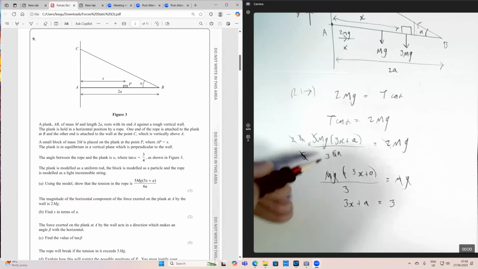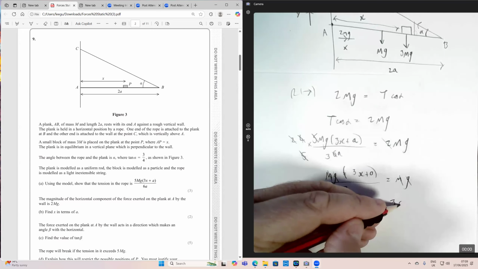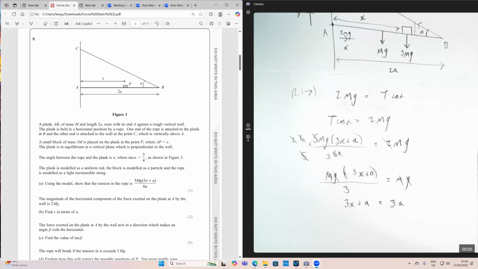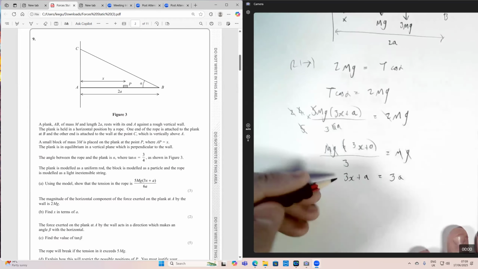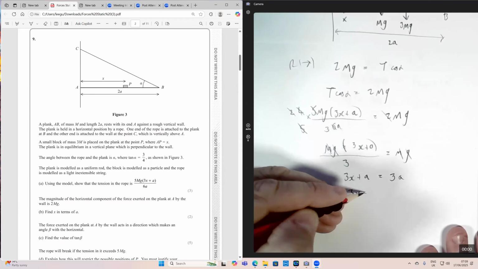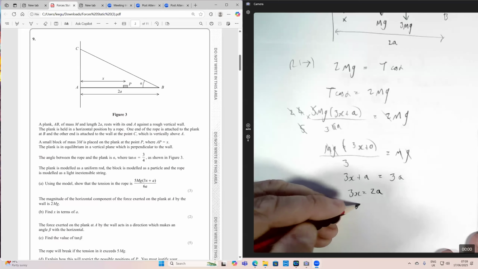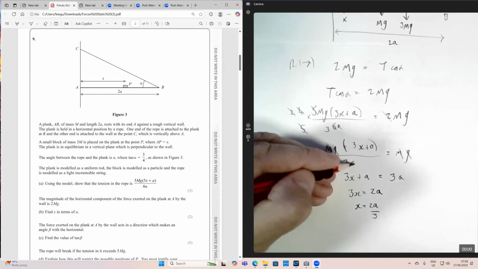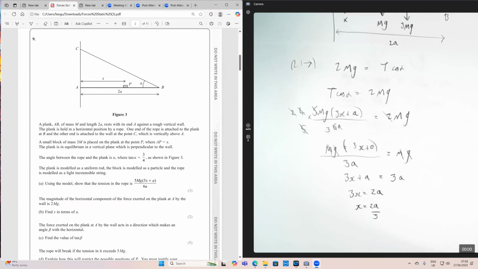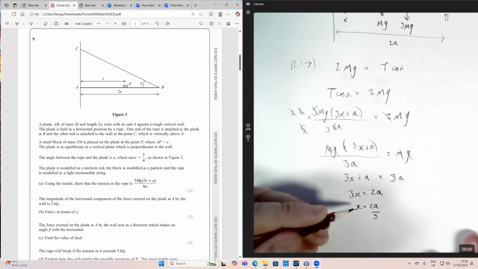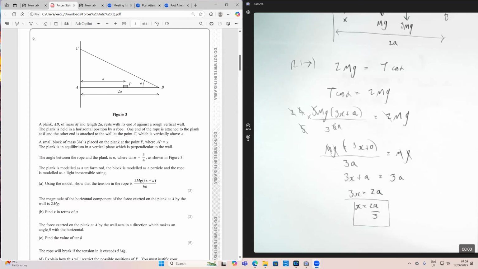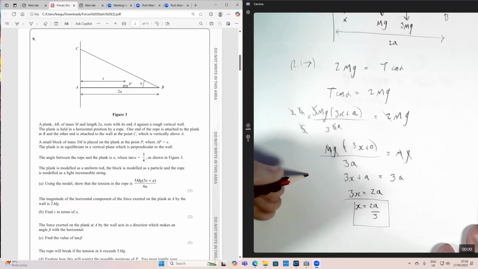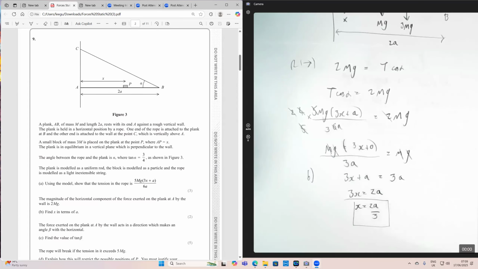And we've got our a there as well. So we've got 3a there, so we have an a there. And then finally, all we need to do is subtract the a, so we have 3x is equal to 2a, and therefore x is going to equal 2a/3. That's fine, so we just needed that a there as well. Perfect, so that is our expression for x. It is equal to 2a/3. So we've now found part B for 2 marks.